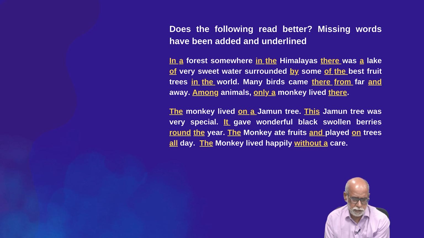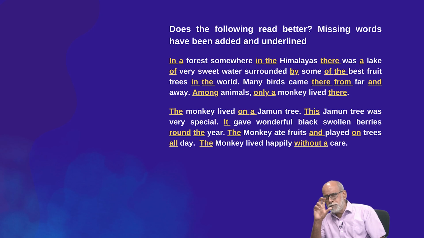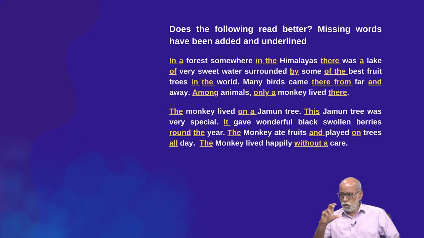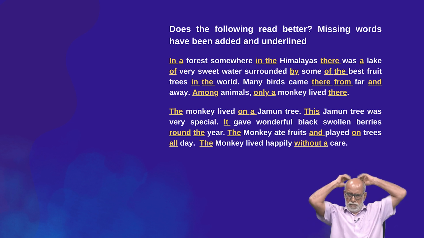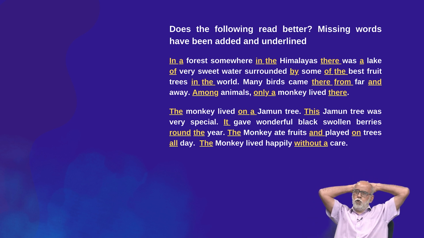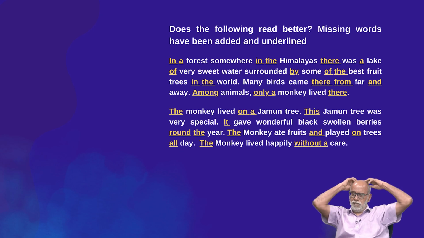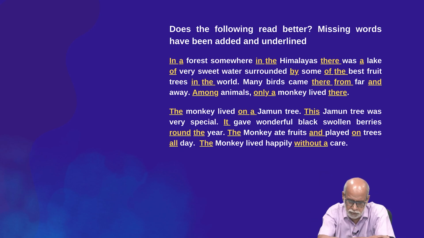This jamun tree was very special. It gave wonderful, you can say, why don't we use it here itself? We could. The monkey lived on a jamun tree. We could have said it was very, very special. But then sometimes non-human elements are also referred as it. So, I did not use it because nothing is more important in language than unambiguous communication, clarity. That is why language has been designed by God or nature or whoever. Okay.